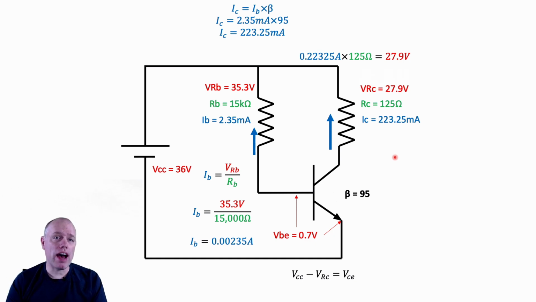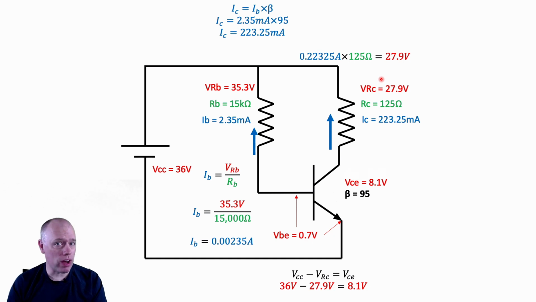We know that we have a VCC in this case of 36 volts. We know that we also have a VRC of 27.9 volts. We knew that on this branch here, we would have a total of 36 volts. So it was VCC minus 0.7 that gave us that, because this voltage has to equal 36. Same thing on this branch. So what we're going to do is go VCC minus 27.9 volts to get a VCE of 8.1 volts. And that's it. That's our walkthrough.